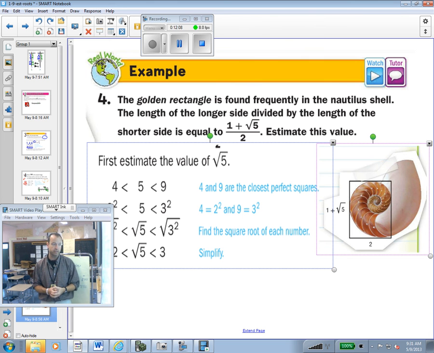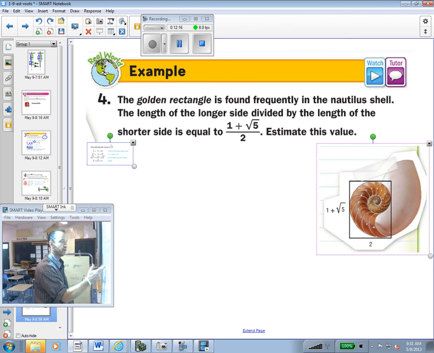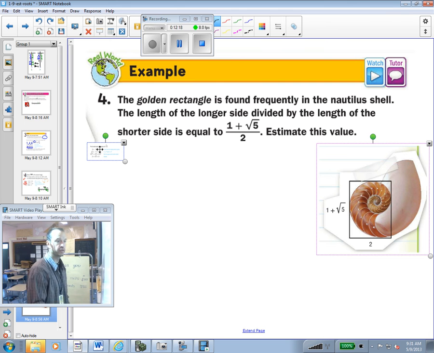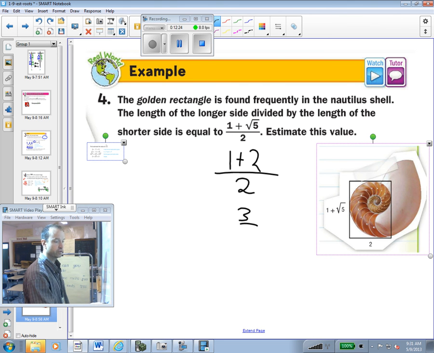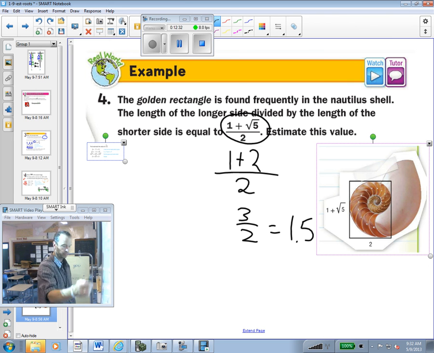Looking at the chart, that should make pretty easy sense to you, this whole section that they're writing down. So which is it closer to? It's closer to 4. So our estimate for the square root of 5 would be 2. So you have 1 plus 2 over 2, and that's an approximation. 3 over 2, so 1.5 would be your approximation for the golden ratio.